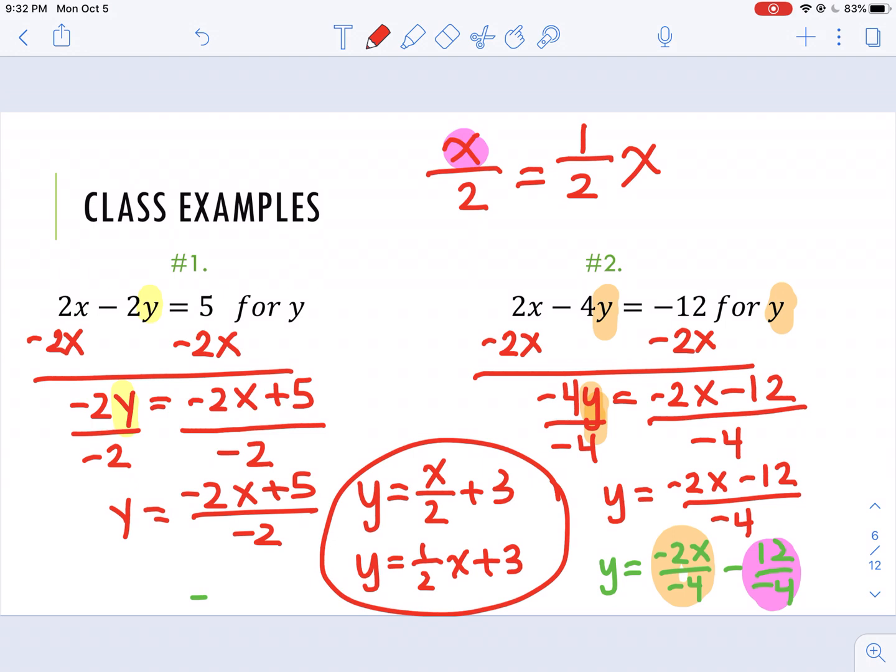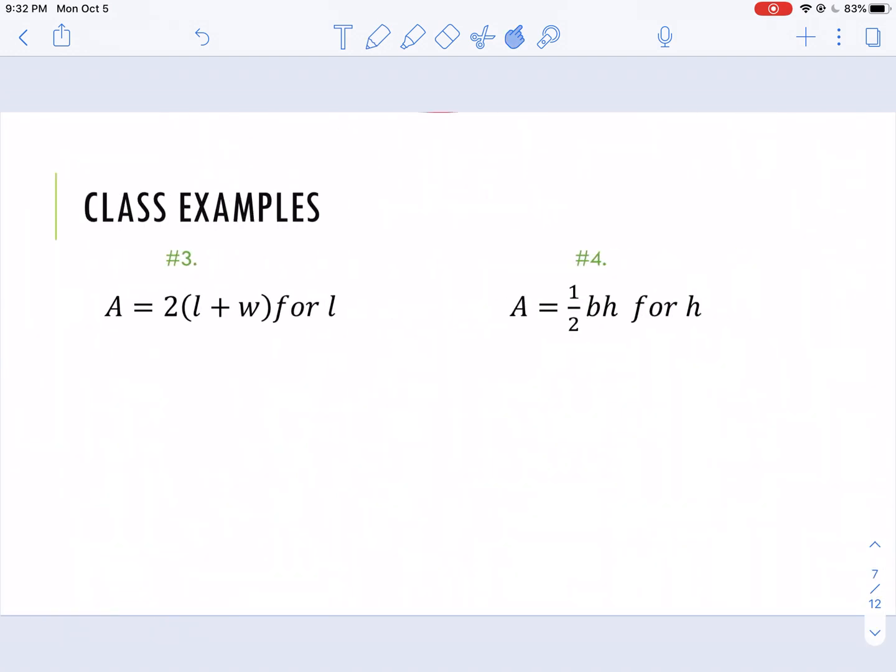We're going to do 2 more class examples, and then you're going to have an opportunity to try some on your own. So in example 3 and 4, we have 2 more literal equations. If you need to pause the video to write this down in your notes, you may do so. And then when you unpause it, we'll go over each of these examples. All right, in number 3, we have A is equal to 2 times the quantity L plus W, and they're asking us to solve for L.